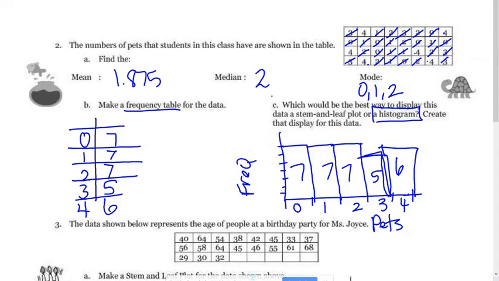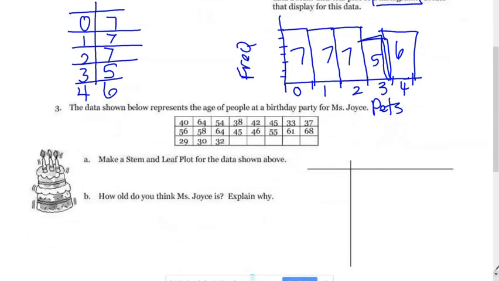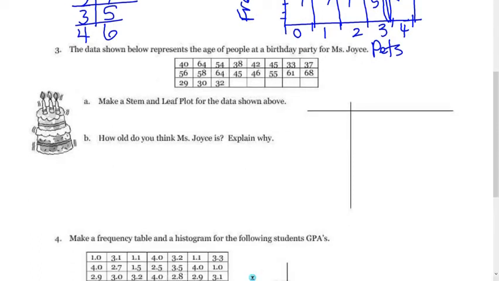All right, so the data below represents people at a birthday party for Miss Joyce. Make a stem and leaf plot. So when I'm doing this, I am thinking most of these ages are double digits and they range from the 20s to the 60s. So I'm going to give my key. Remember, we talked about this is important, that if I have 2 lines 0, that would equal 20. I meant to fit that all in that little box, but I didn't. So my stem is going to be here and my leaf will be here.